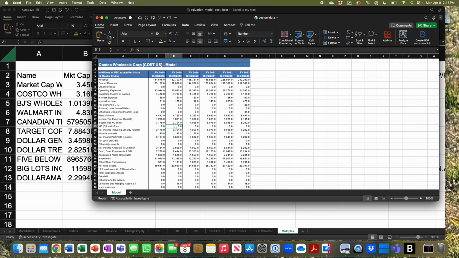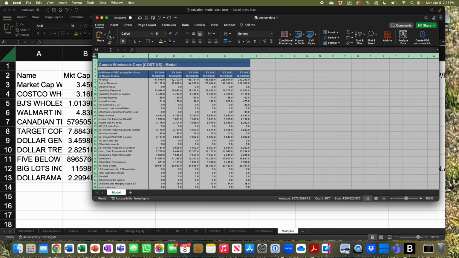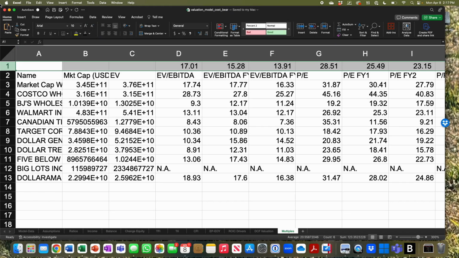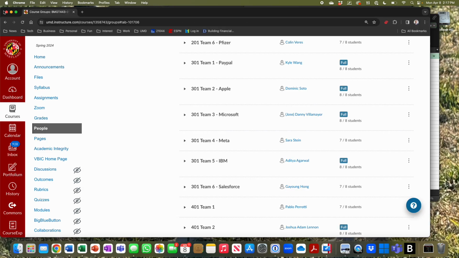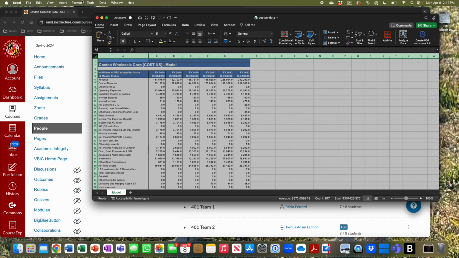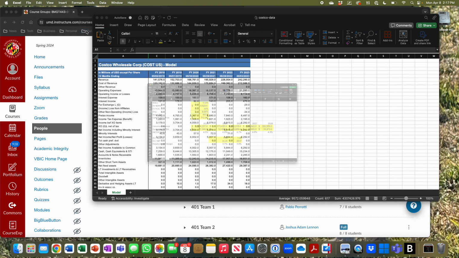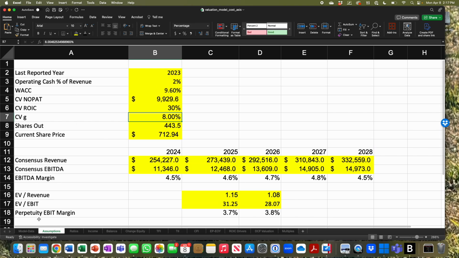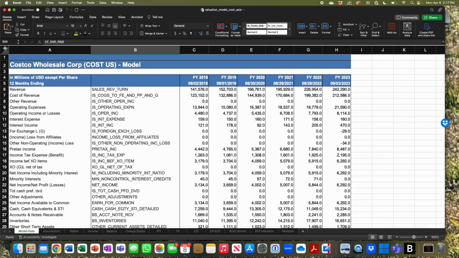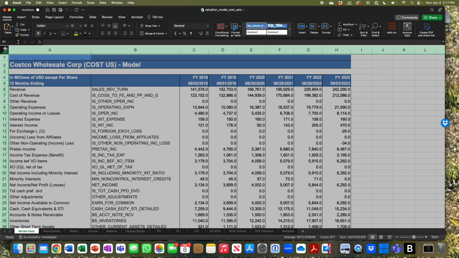Now, the other thing that we would do is we then take this file, select it, copy, go to our model as is, from either Nike or NVIDIA in this case. Select this whole first tab, right click, paste special values.